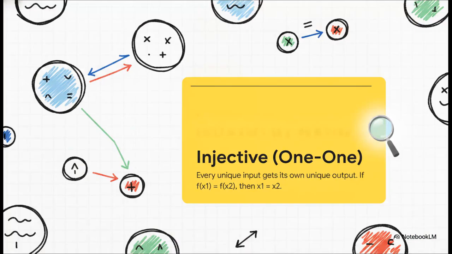Let's unpack the formal jargon used to categorize these strict function rules. Translating the math here, injective, which is also called one-to-one, simply means that every single unique input gets its very own unique output. If the output of x1 equals the output of x2, well, it means the inputs x1 and x2 must have been the exact same thing to begin with. No two distinct inputs can ever share an output in an injective function.